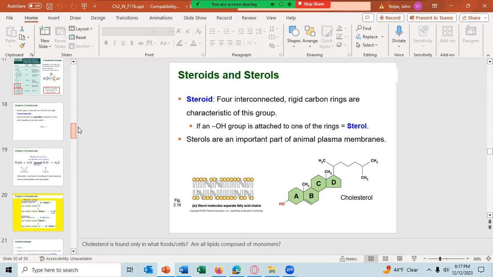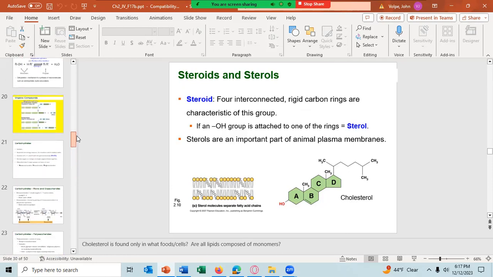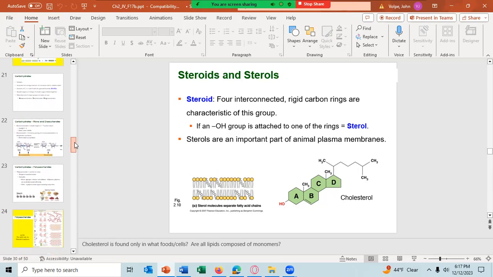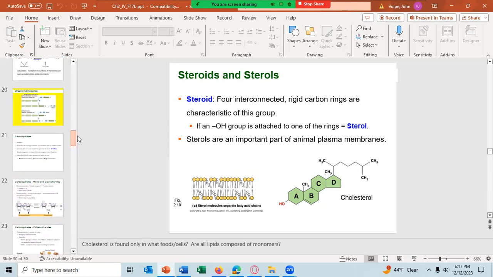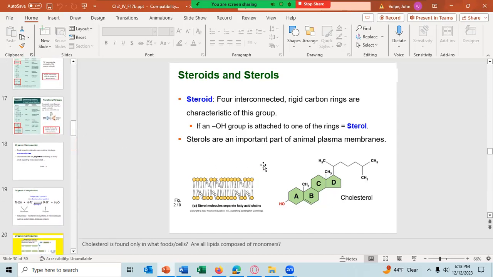All right. So you should know the building block of carbohydrates are simple sugars. The building blocks of proteins are amino acids. The building block of nucleic acids are nucleotides. And then lipids are a little different, where some of them, like the steroids, the sterols, and the waxes, have no building blocks. They are their own molecule.